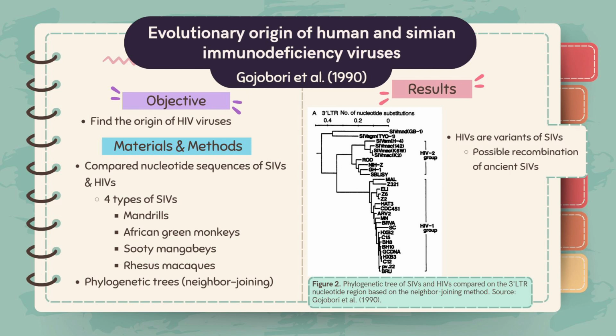The tree shows that both HIV groups and SIVs from African green monkeys and mandrills all diverged from one ancestor at a relatively similar time. Based on their phylogenetic trees, they concluded that HIVs are variations of SIVs and may have been a result of recombination between ancient SIV strains.